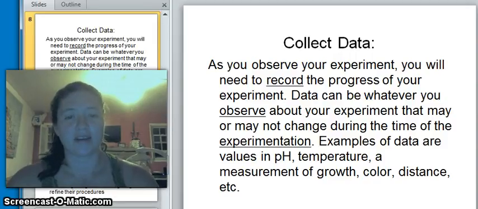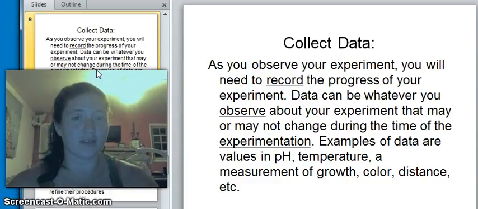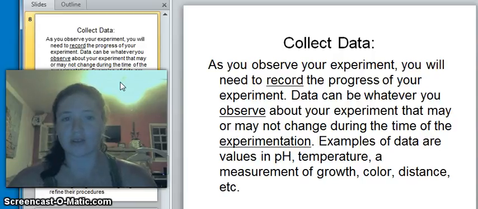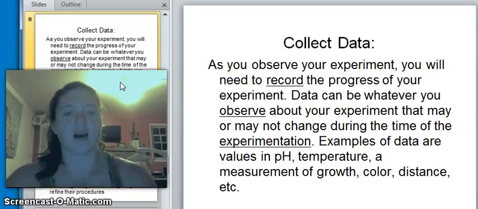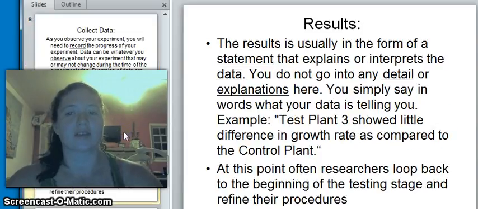Once you have your data, okay, so for this, our collecting data, relating it back to our marshmallow challenge, this is when we actually had our towers built and you measured how tall did they get. Were they the winner or not? Now, this then goes into the results.